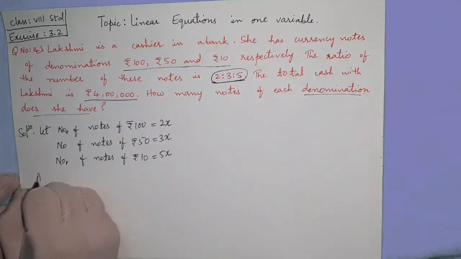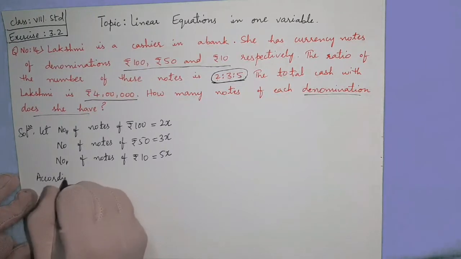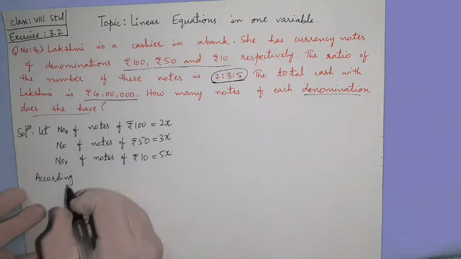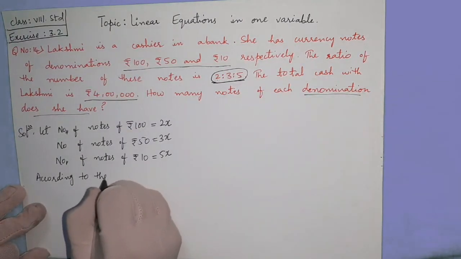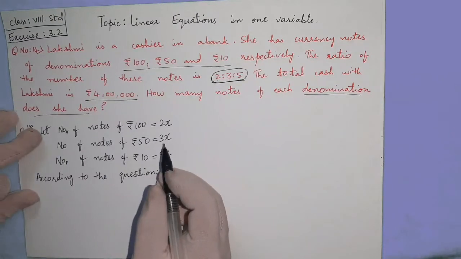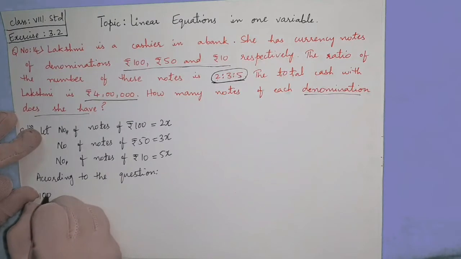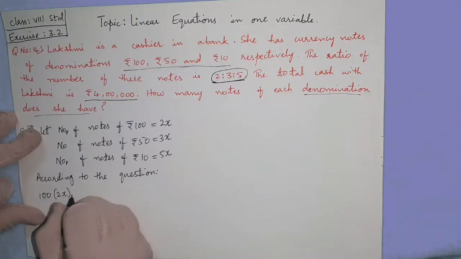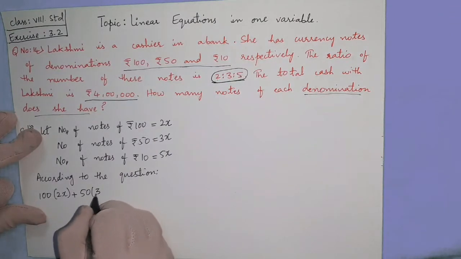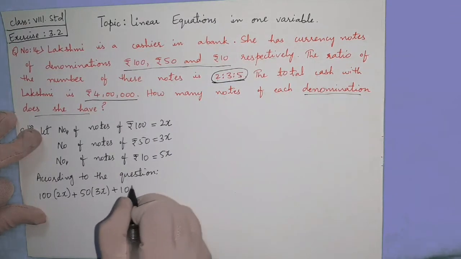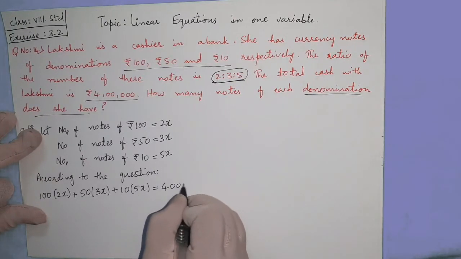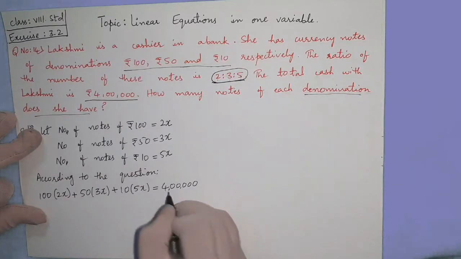Now according to the question how we can frame the equation, together all the three notes it is forming the sum as equals to 4 lakh. So we will write according to the question, 100 के कितने हैं 2x, so it will be 100 into 2x plus 50 it is 3x and for 10 it is 5x and totally it is having 4 lakh rupees. So like this it will be the equation.